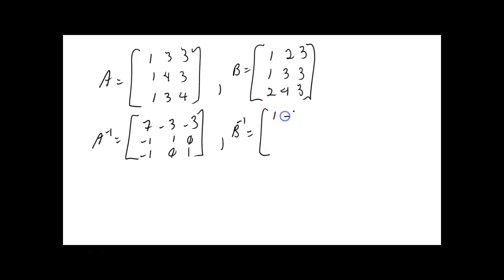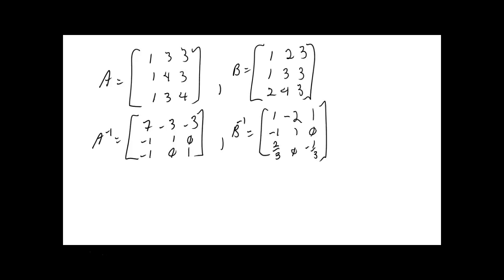And this is 1, negative 2, 1, and negative 1, 1, 0, and 2/3, 0, negative 1/3. All right, thank you so much for doing all that work for us. Now, it says using theorem 2.9 produces that A times B inverse equals B inverse A inverse.